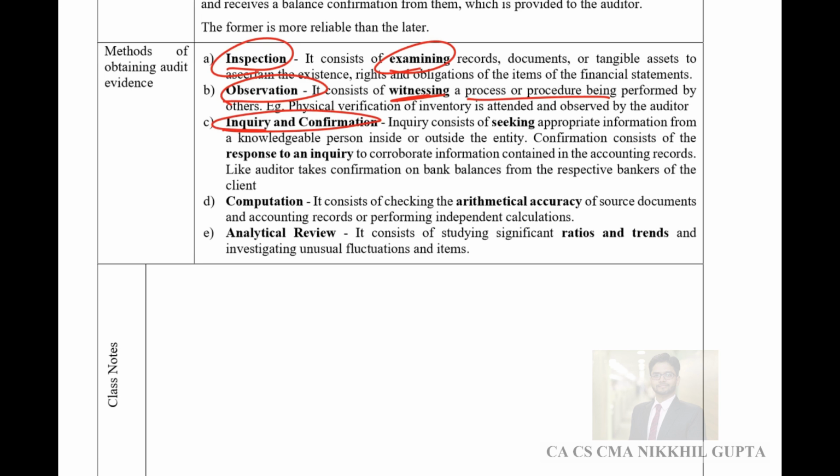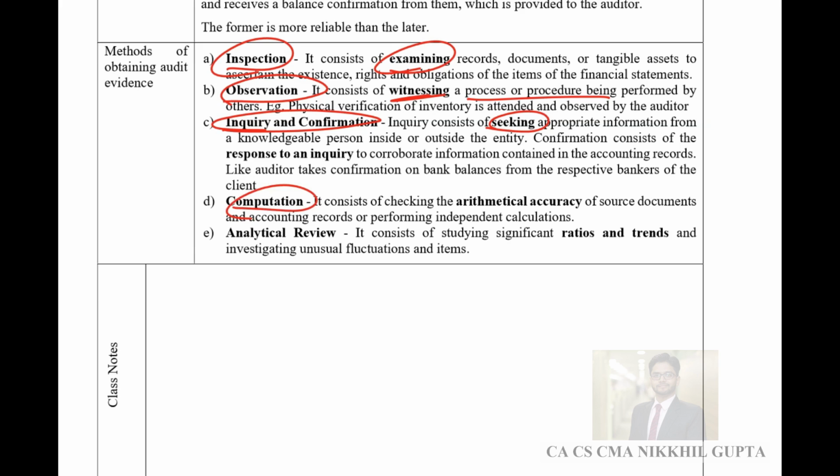Third is inquiry and confirmation, guys. Inquiry and confirmation means you can ask the management of the company for their confirmation on a particular thing, like the debit balance of their cash bank account. So if there's a balance kept in the bank account, then you can get an inquiry or a confirmation on that particular bank account.